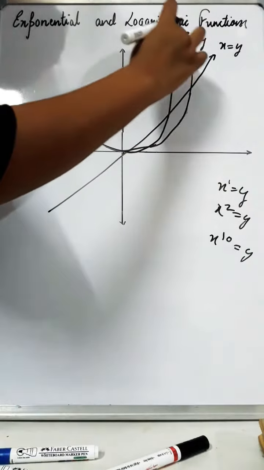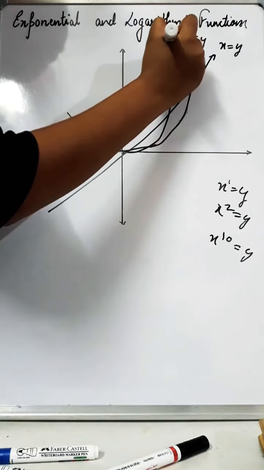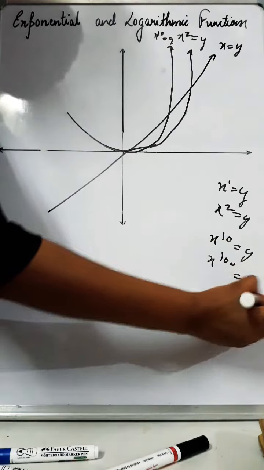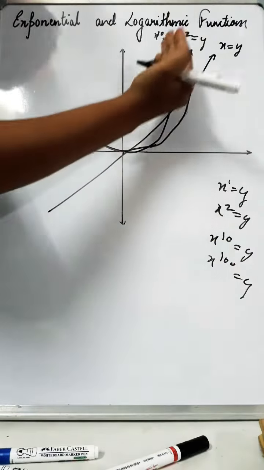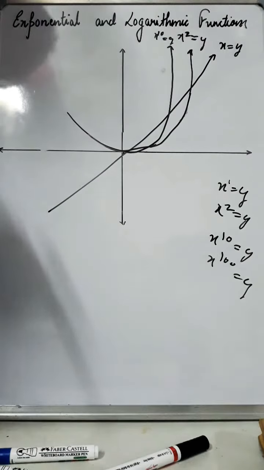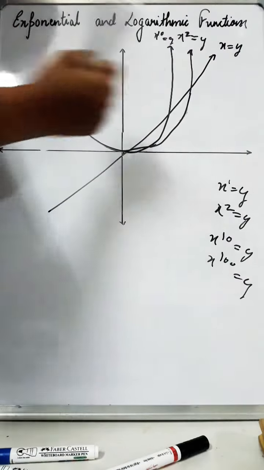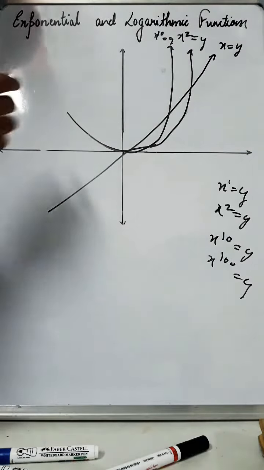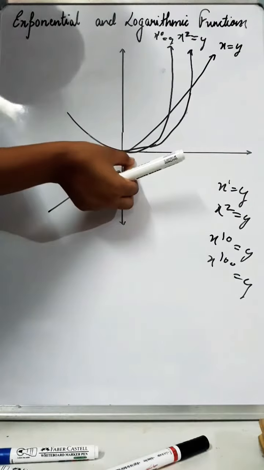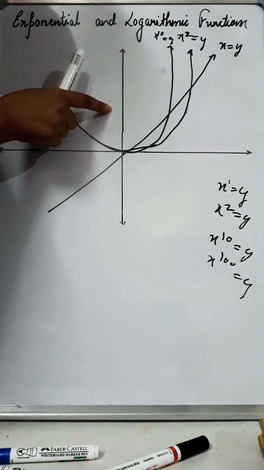This is x to the power 10 is equal to y. And similarly, if you go on increasing the exponent, you will see a graph that is more inclined towards the y-axis. This means the greater the exponent, the greater is the growth of the graph. Growth means what? See, you look at the x is equal to y graph. For a small change in x, there will be equal change in y, right?